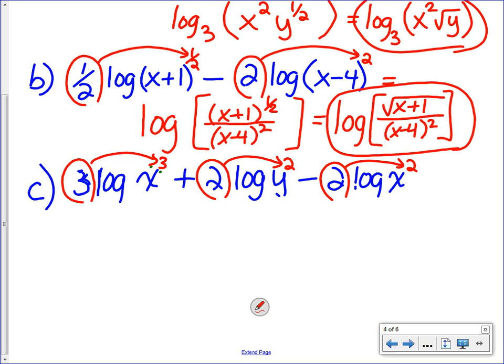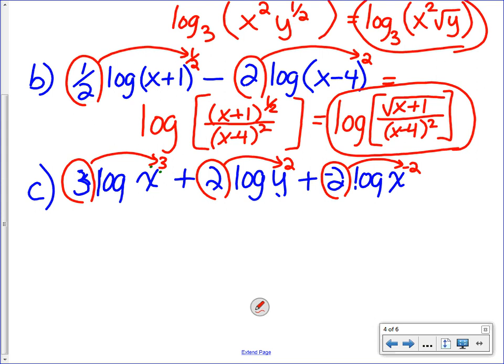And actually, I want to show you on this one a little bit different approach when you're subtracting. Remember that subtracting is the same as adding the opposite. So I could make this plus negative 2 times log of x. And then I can move this as a negative 2 to my exponent.